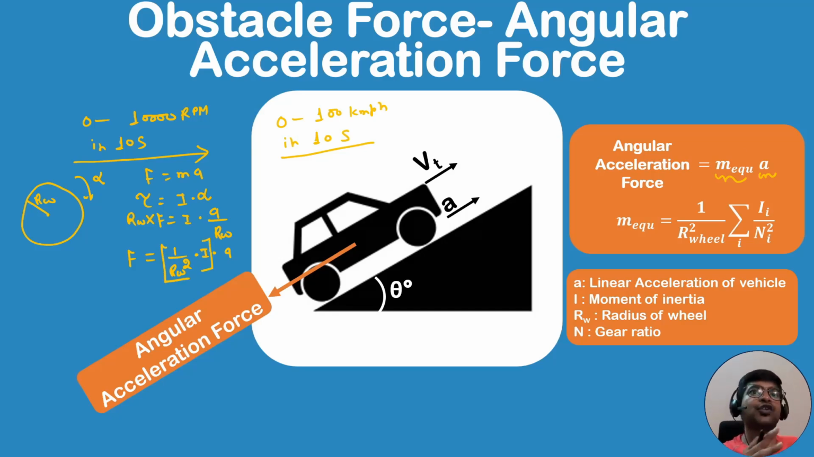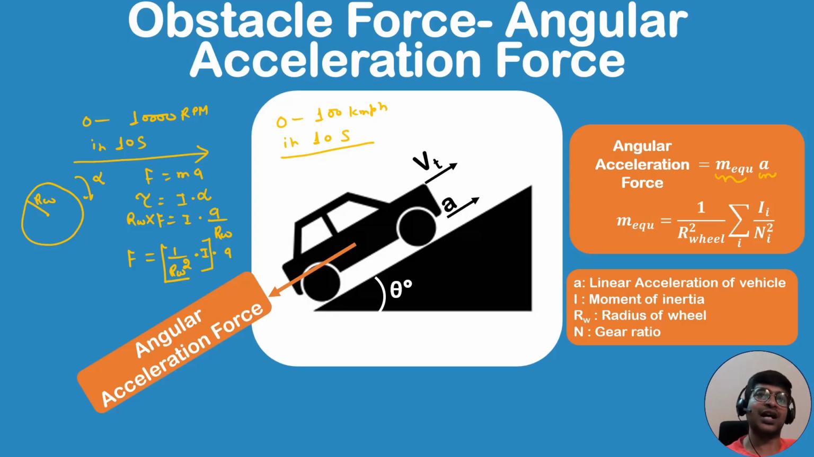But there are other components inside the vehicle, for example the rotor of the motor or gear and axle, and for each component we have to calculate this m equivalent, and hence I have written a general formula here, which is equal to 1 by the square of the radius of the wheel multiplied by the summation of inertia of the respective component divided by the square of the gear ratio of the respective component. Just for completeness, a is nothing but the linear acceleration of the vehicle, I is the moment of inertia of the respective component, rw is the radius of the wheel, and n is the gear ratio.